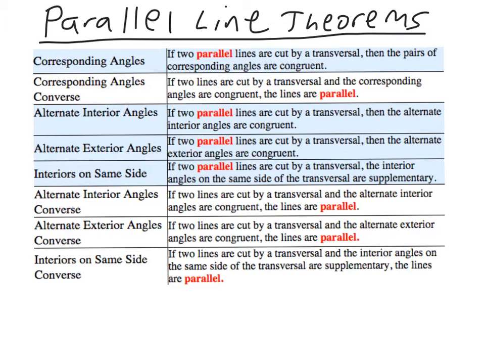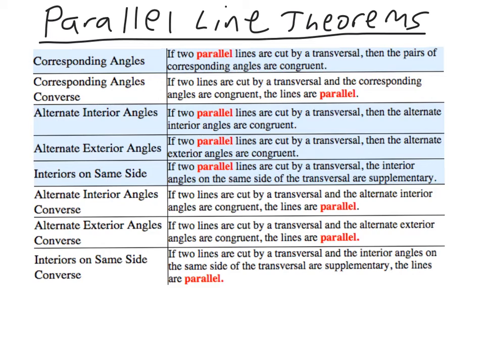So the thing I want to talk about today are the converses, the ones in white, all these converses. So the blue ones say that if you have two parallel lines, then the corresponding angles are congruent, the alternate interior angles are congruent, the alternate exterior angles are congruent, and the same side interior and exterior are supplementary. The converses say it in the other direction.